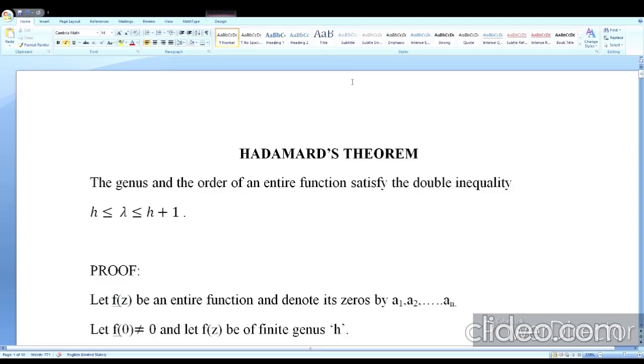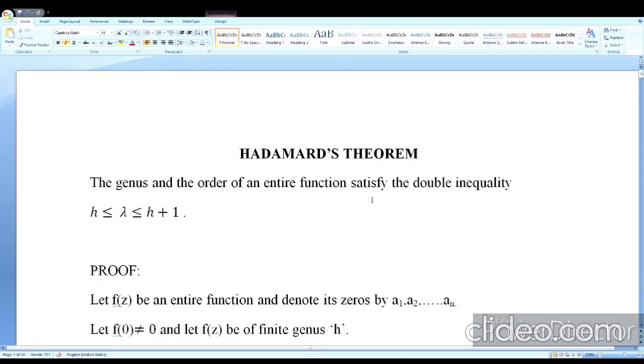That is, the order lies between genus, where genus is an integer, and genus plus 1. Now let us see the proof.